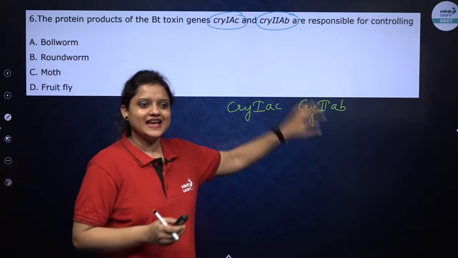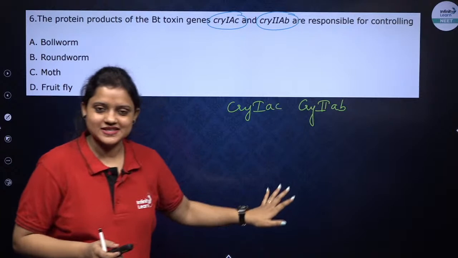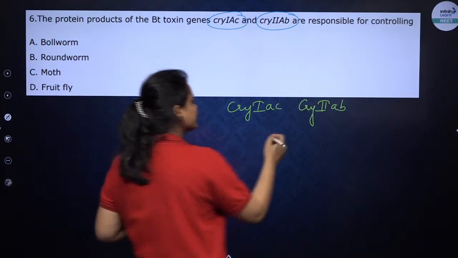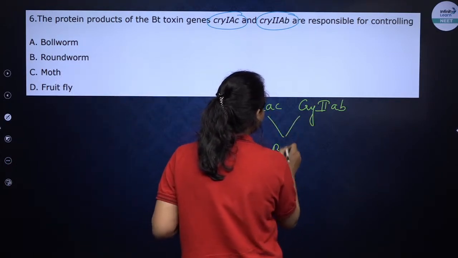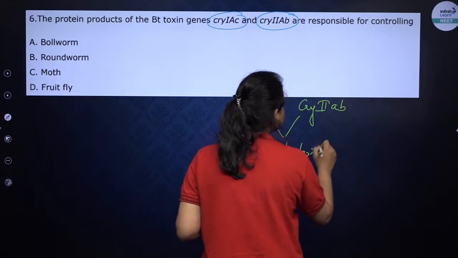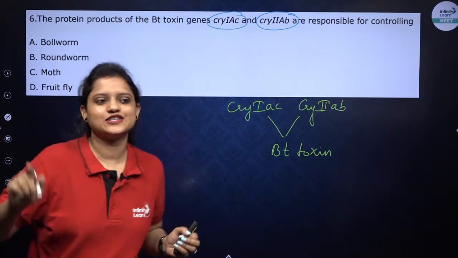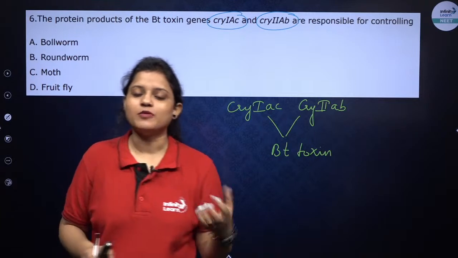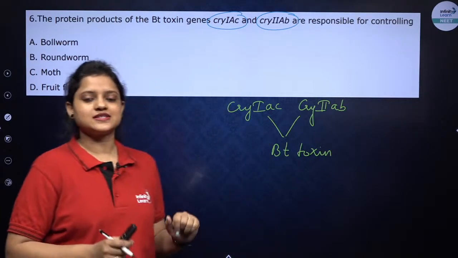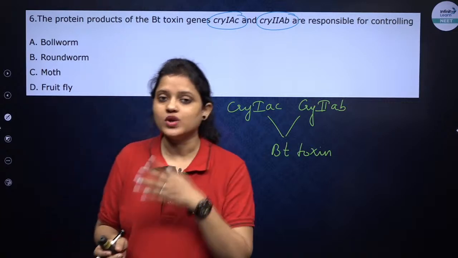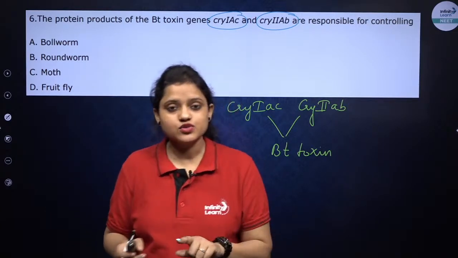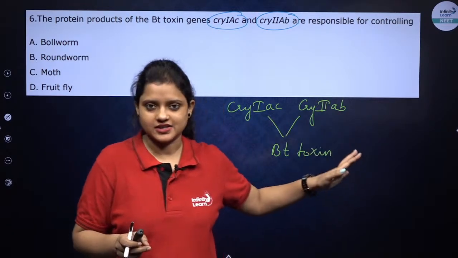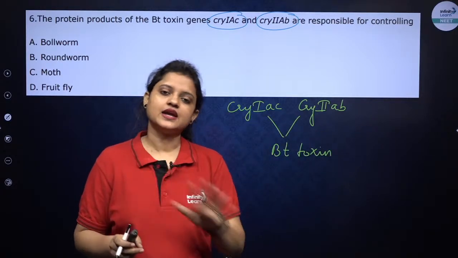So Cry1AC and Cry2AB are the genes present in Bacillus thuringiensis that code for Bt toxin, okay? But this toxin is produced in inactive form, in the form of protoxin. And this protoxin gets activated in the gut of only insects. That's why the plant which has this gene will not be affected. Even if we are eating that plant, we won't be affected.